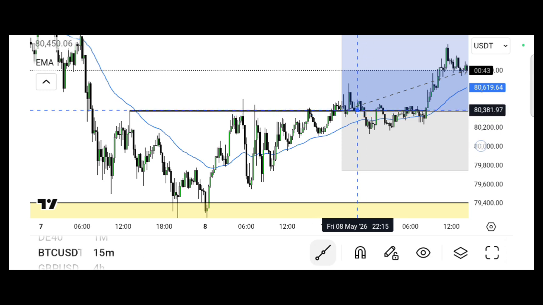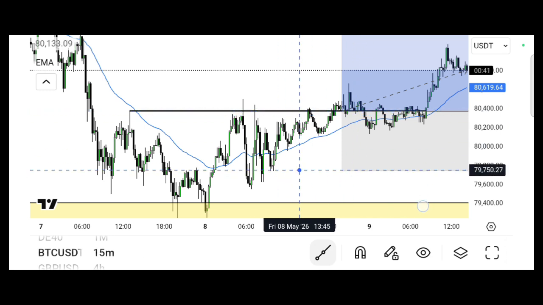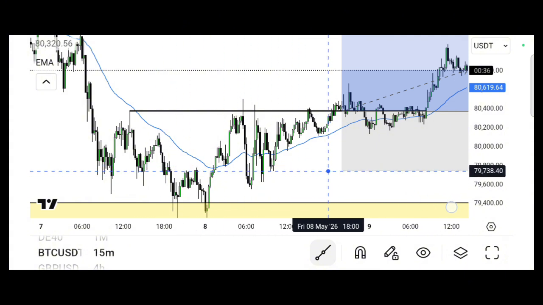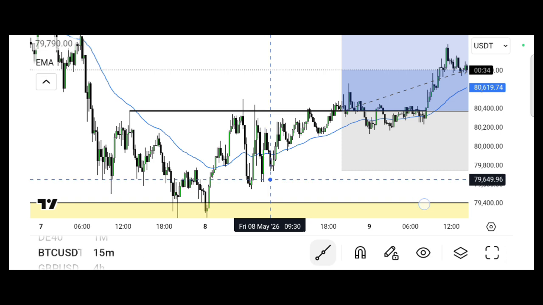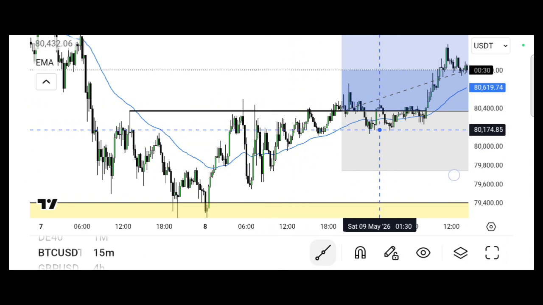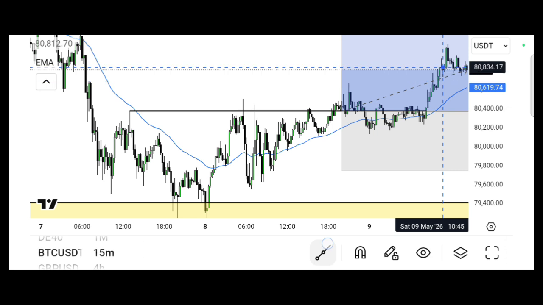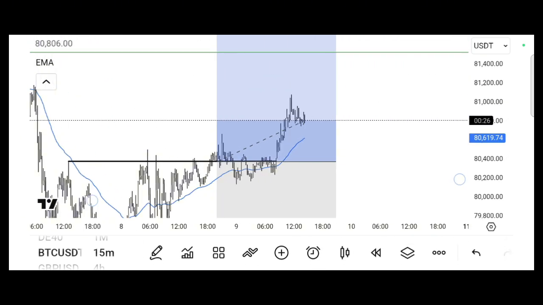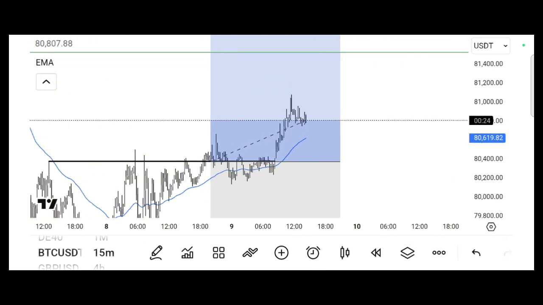My stop loss always comes below the 80% of the range. What did you see? The market retested. This EMA has been holding it, and voila, the market is in profit currently. So this is how to use your EMA, and that is the setting. This is the only EMA that you're supposed to be using at the moment.